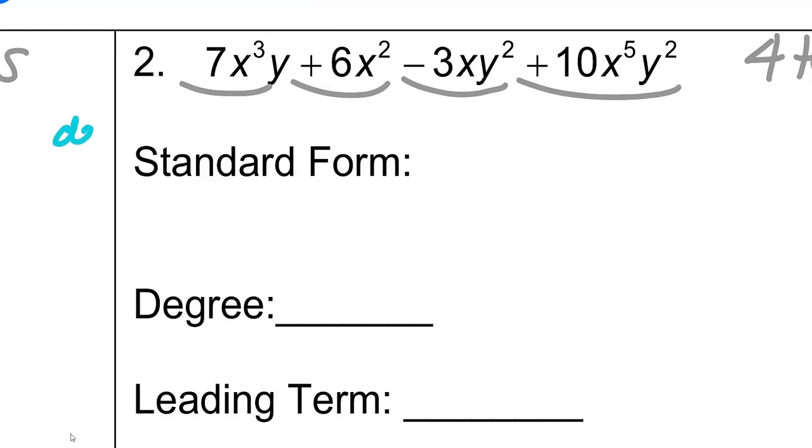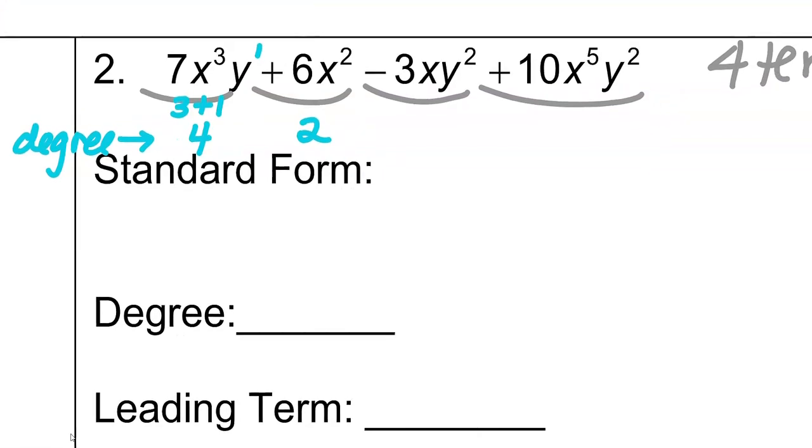How did you get 4? It's correct. Good. Y has the exponent of 1, x has the exponent of 3, and you add the 3 and the 1, and you get 4. What's the degree of the second term? Just 2. And then the third one, we're going to have to do some adding again. Isn't it going to be 1 plus 2? Which is 3. And then the last one, 5 plus 2, which is 7.